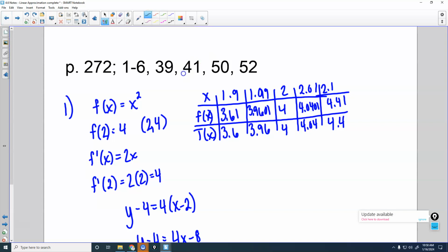You don't have to do 41. Let's not do 50. Do 52 though. So 1 through 6, 39, and 52.